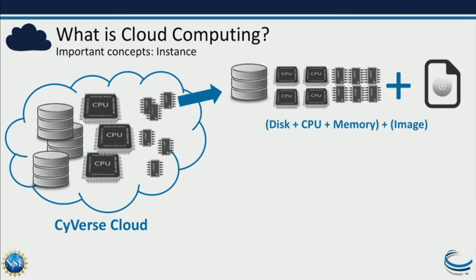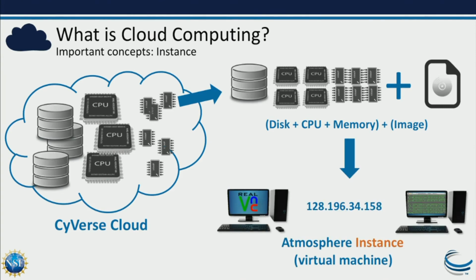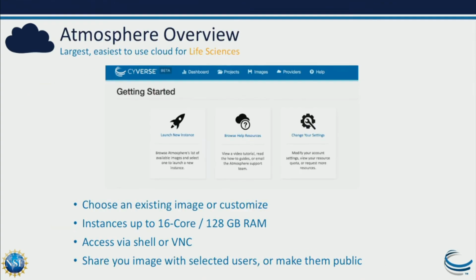So we'll give you that allocation, but to actually build a computer, you need not only disk and CPU and RAM, but you need an operating system and software. So when you take that image and you take that allocation of resources, what you get is what we call an instance, which is also known as a virtual machine, and it's going to be accessible at an IP address, so you're going to access it over the internet.